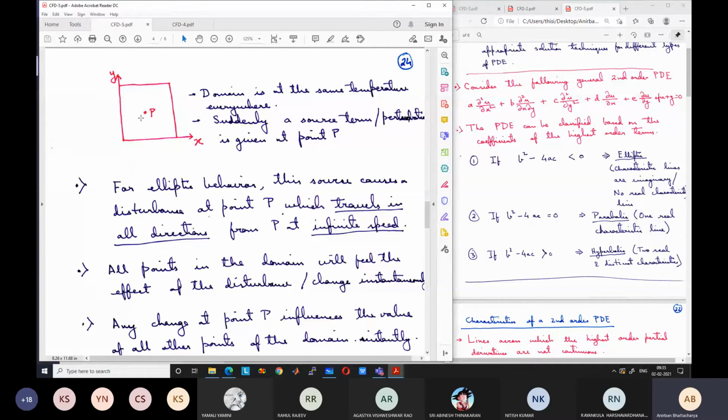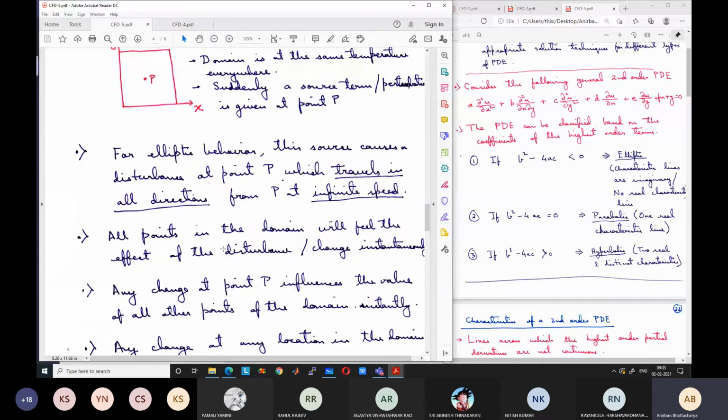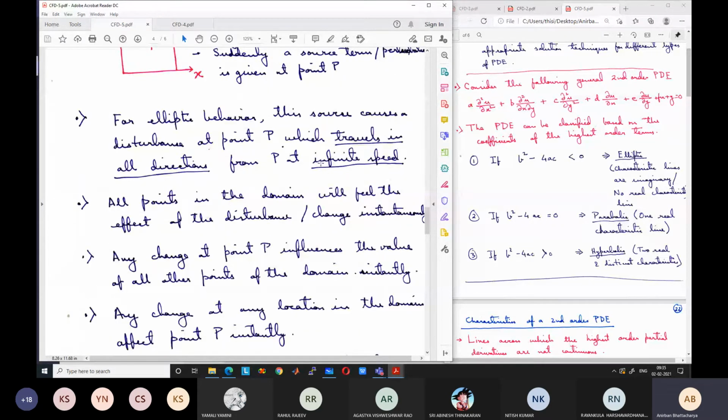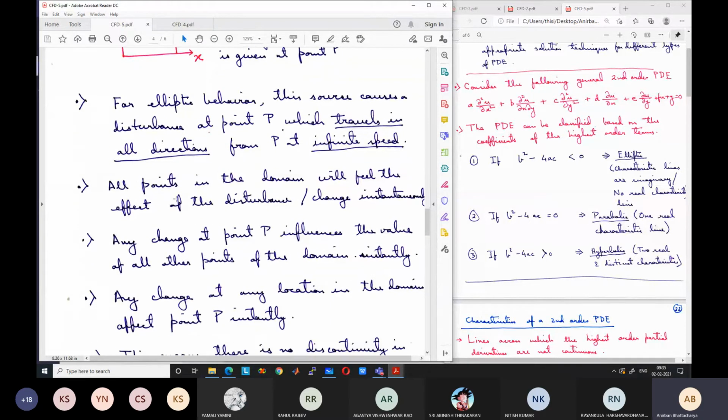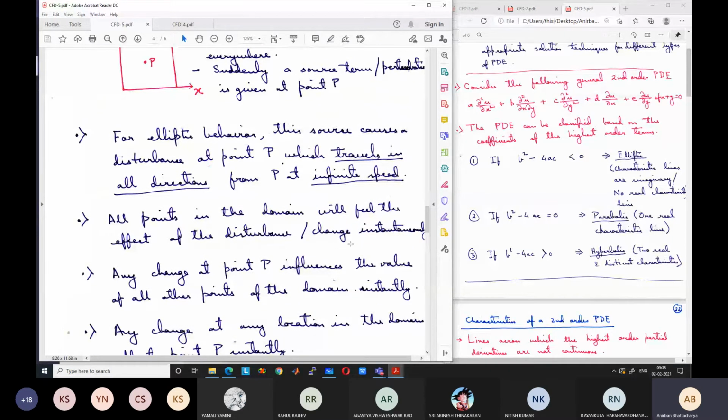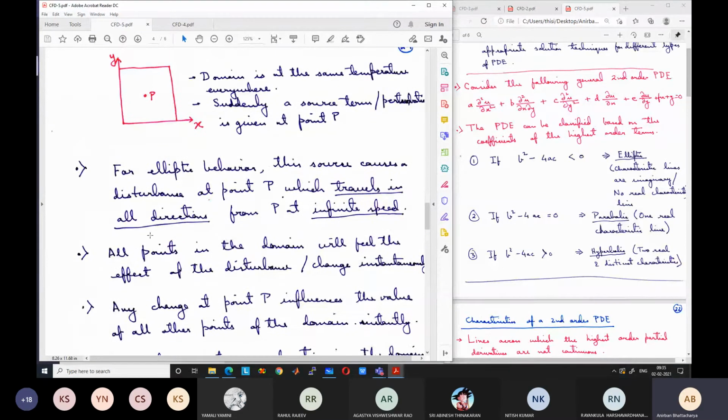So if the temperature is changed at any point in the domain, the temperature at all the other points will also change. This is what we mean by information traveling in all directions at infinite speed. All points in the domain will feel the effect of the disturbance instantaneously. In other words, any change at point P influences the value of all other points of the domain instantly.